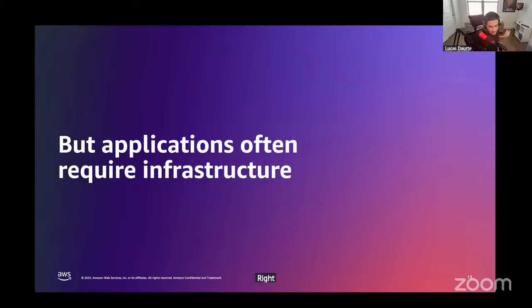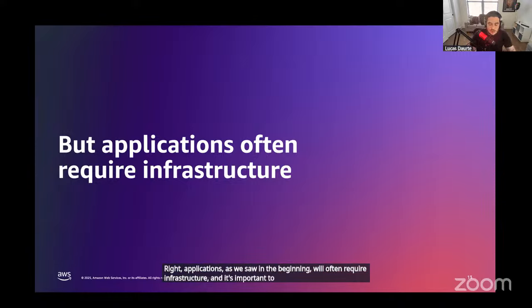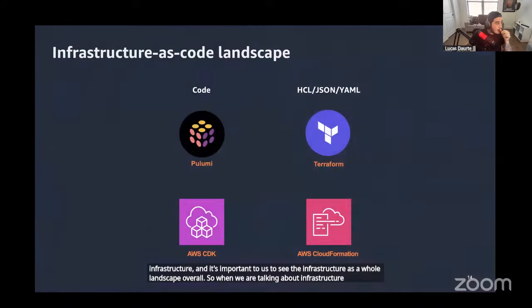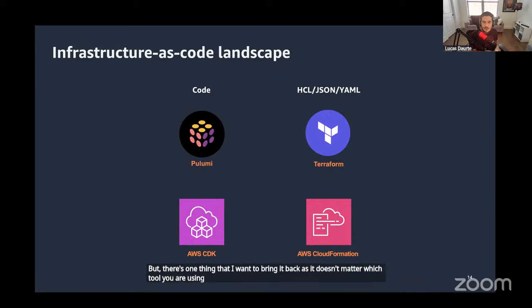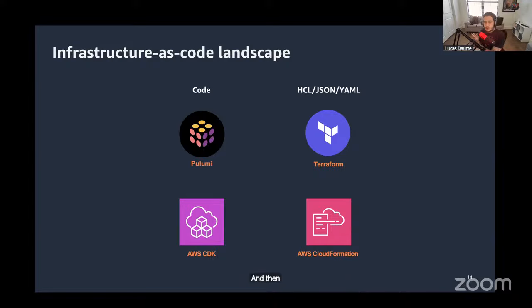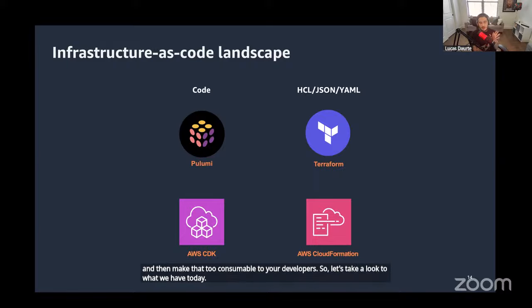Right. Applications, as we saw in the beginning, will often require infrastructure, and it's important to see the infrastructure as code landscape overall. So when we are talking about the infrastructure as code landscape, we have different tools and capabilities. We have declarative tools using HCL, JSON, and YAML definitions like Terraform or CloudFormation, and then we have code definitions like Pulumi and CDK. But there's one thing that I want to bring back: it doesn't matter which tool you are using. What matters the most is how you organize that tool and make that tool consumable to your developers. So let's take a look at what we have today in the scenario that we're talking about.